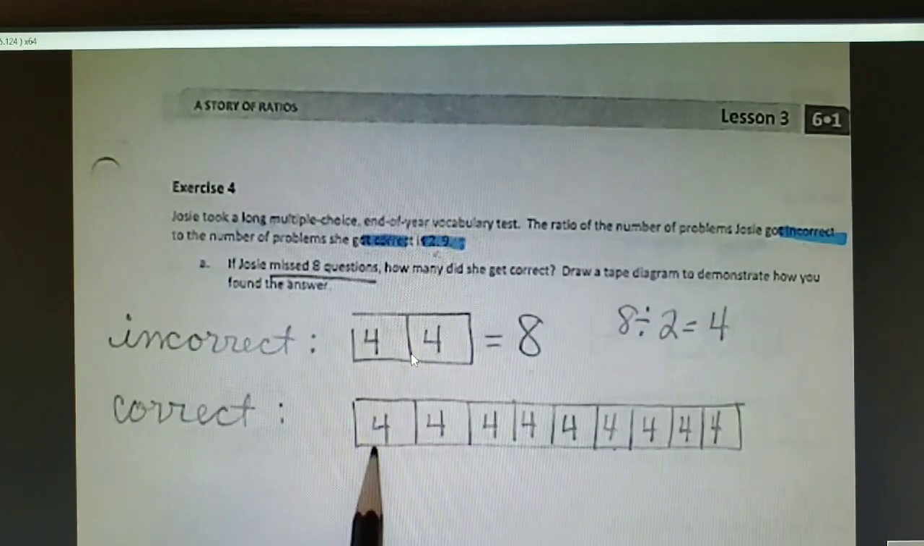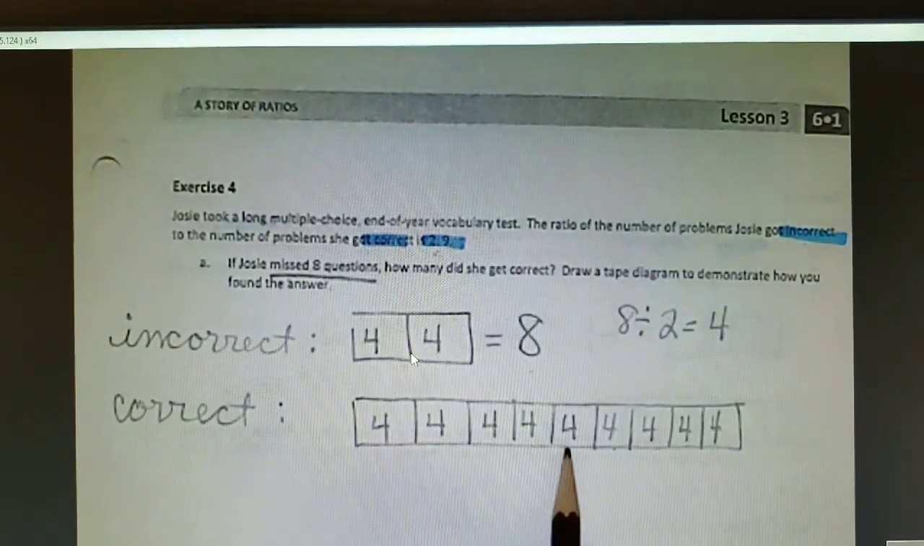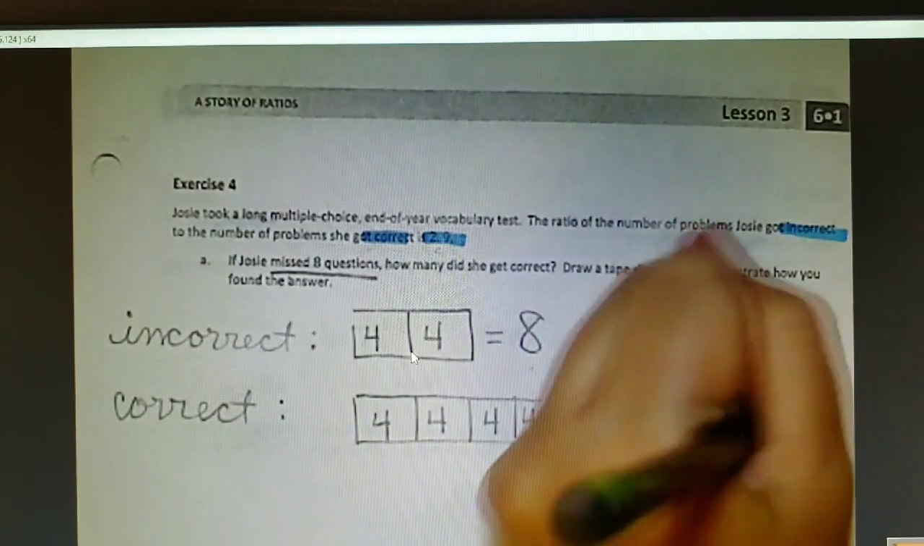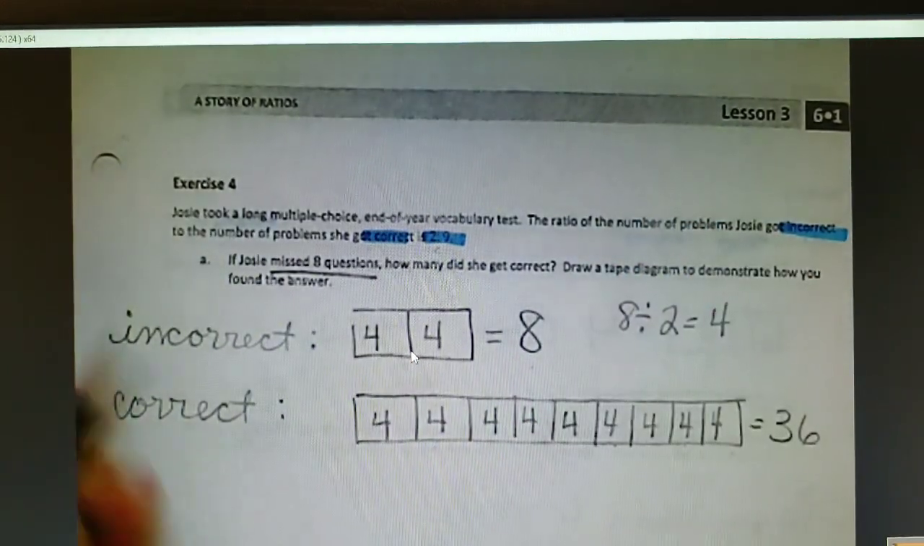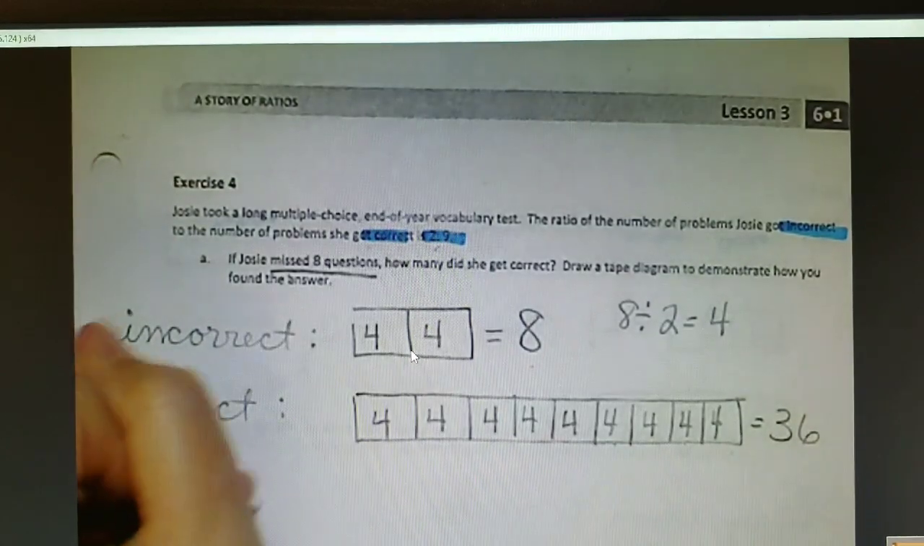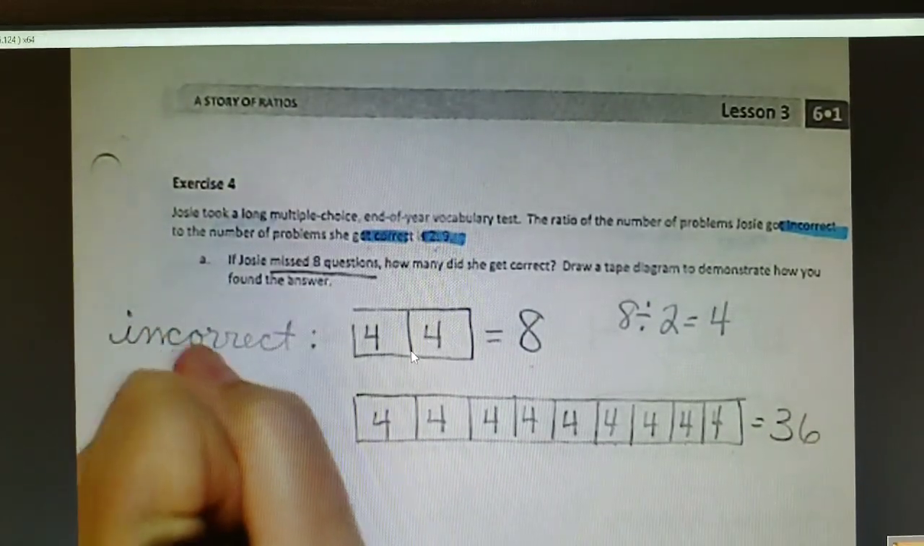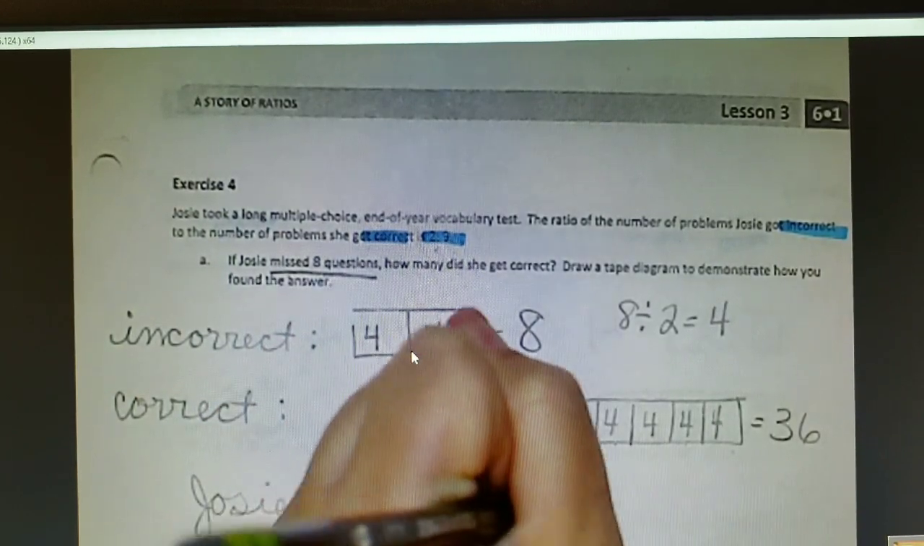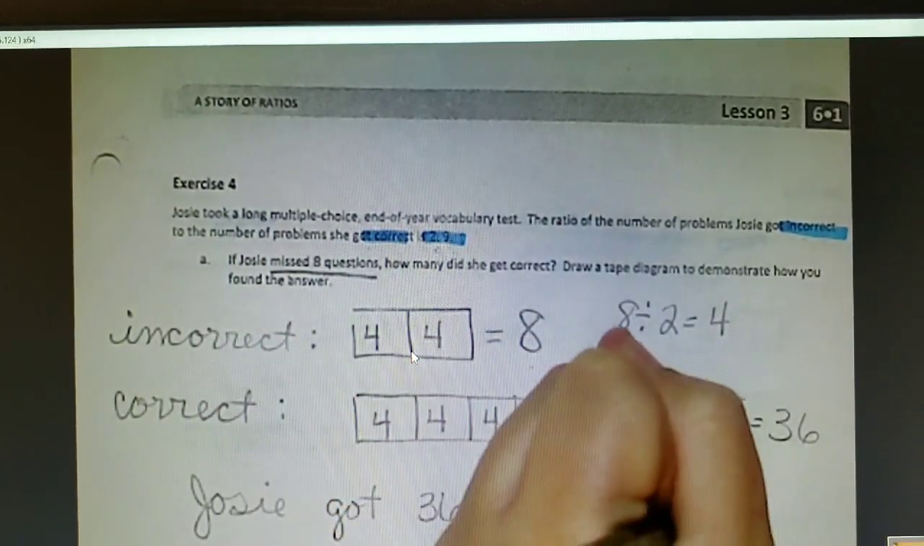Okay, so 4, 8, 12, 16, 20, 24, 28, 32, 36. So we're going to write our sentence. Josie got 36 problems correct.